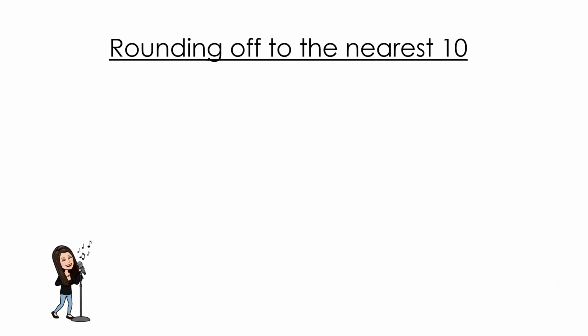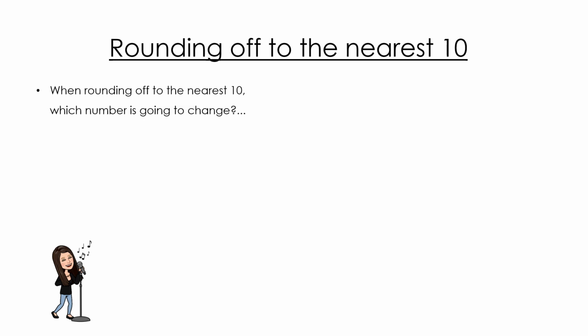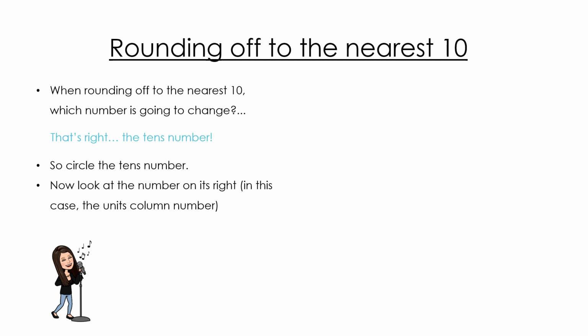Can you remember how to round off to the nearest 10? When rounding off to the nearest 10, which number do you think is going to change? That's right, the tens number. So circle the tens number. Now look at the number on its right. In this case, that's going to be the units column number.